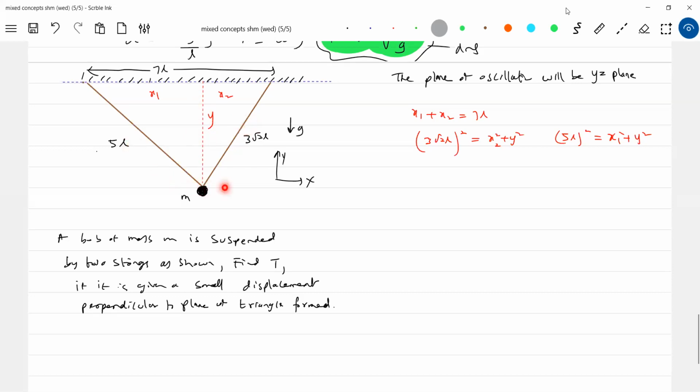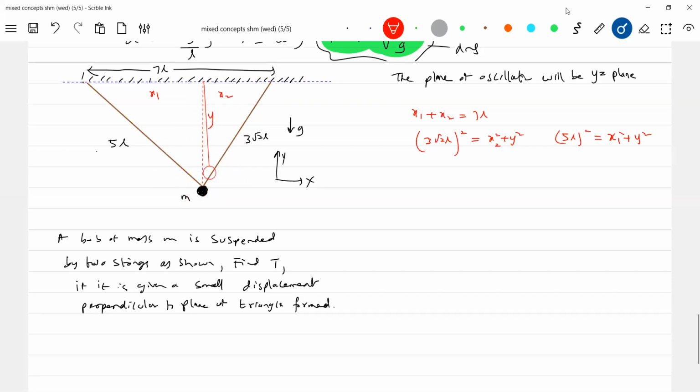Sir, what happens if I displace it in the XY plane? No, then the string will become loose. Then it is not possible for it to oscillate if I displace it that way. I'll try to explain. So the oscillations are not like this. With the help of the graphics I'm showing it, try to understand. The oscillations are not like this.